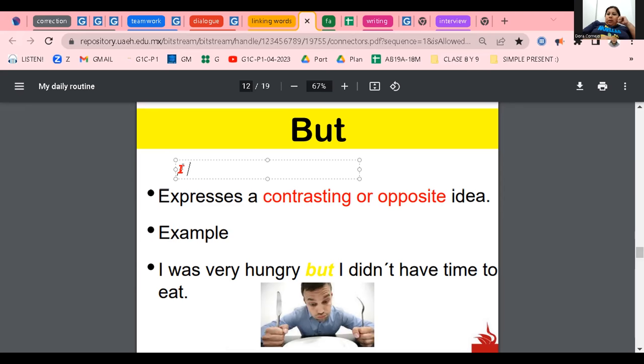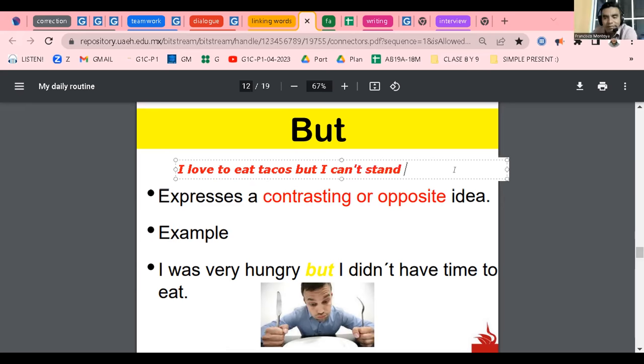So can you give me some ideas which show an opposite meaning? ¿Qué otra idea podríamos ubicar acá, chicos, relacionada a un contraste de ideas o a una idea opuesta? Okay, for example, I love to eat tacos, but I can't stand... Me gustan los tacos, pero no soporto qué cosa. El picante. El picante o la cebolla, podría ser. Okay, muy bien. Entonces acá estamos contrastando dos ideas, una positiva y una negativa. Me encantan los tacos, pero no soporto las cebollas.